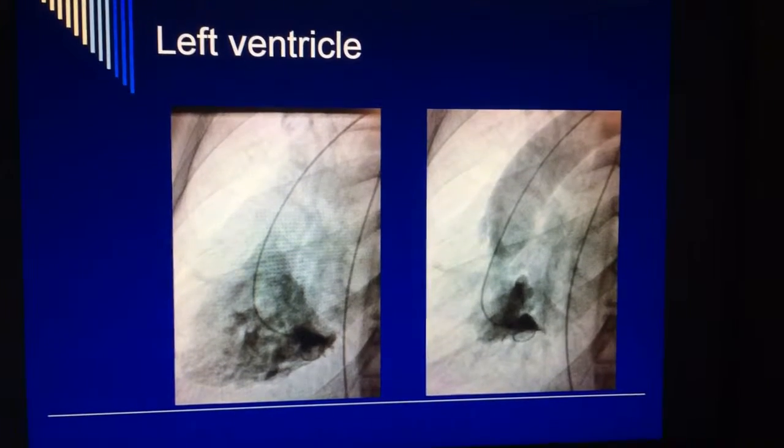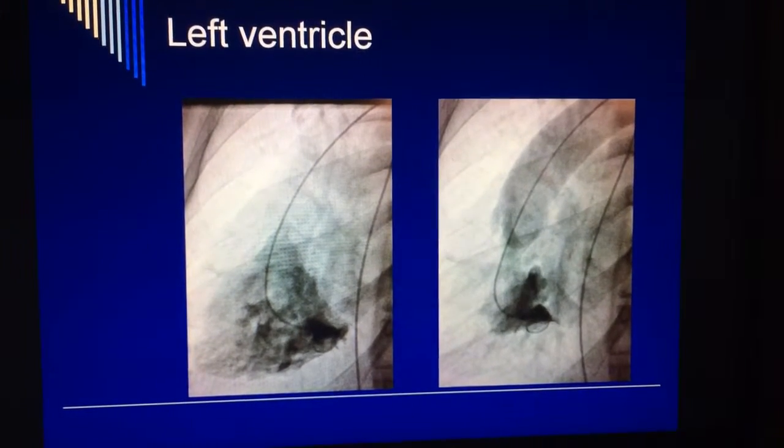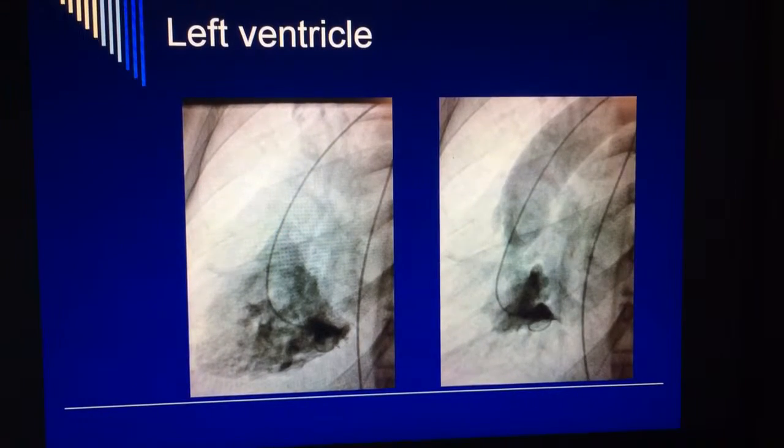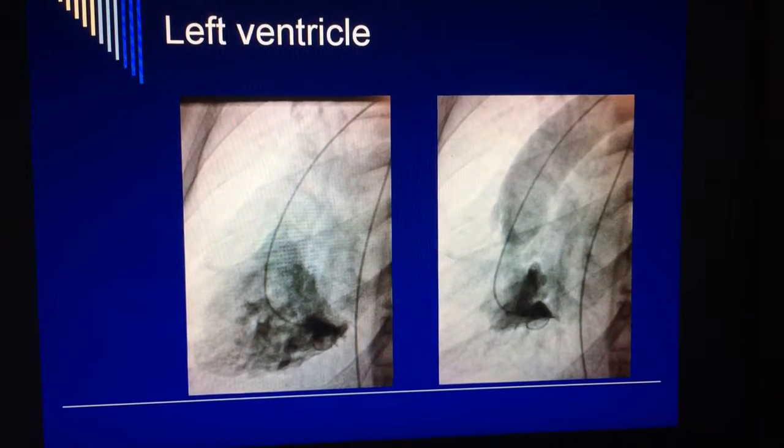Here's the left ventricle. The picture on the left shows the chamber before it pumps, and the one on the right shows it when it was squeezing, so you can see the aorta.